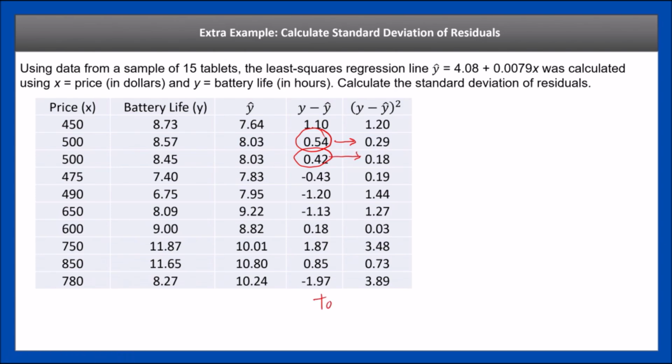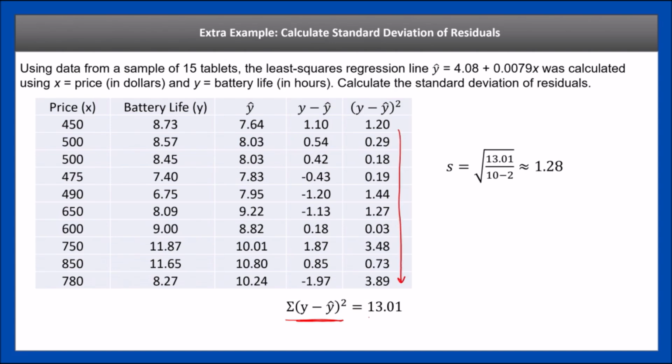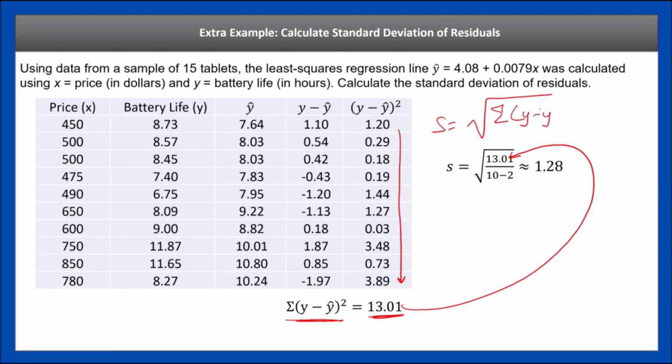Now we're going to get the total of this column, right? So that's going to be my sum. We're going to sum this column to get 13.01. Then we're going to take that and plug it into our numerator, keeping in mind that the formula is the square root of the sum of the residuals squared divided by n minus 2. And so the sum of the residuals squared, that's 13.01, so that goes in the numerator, right? Divide that by 10 numbers. I got 10 numbers here.